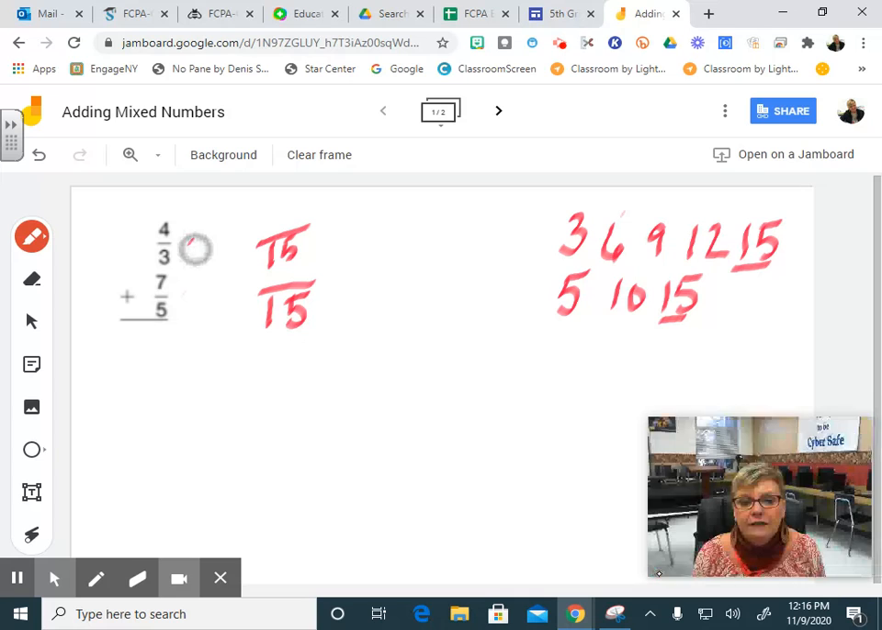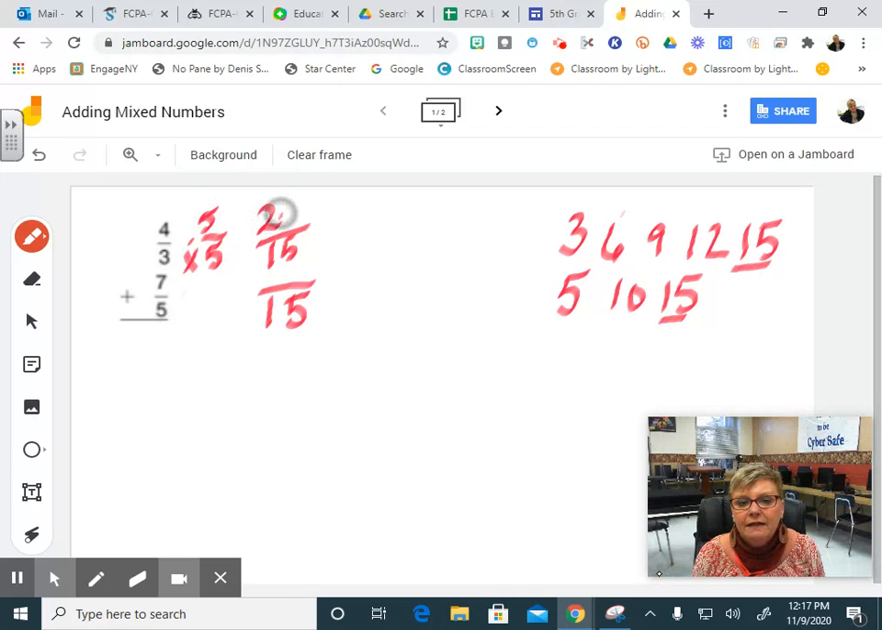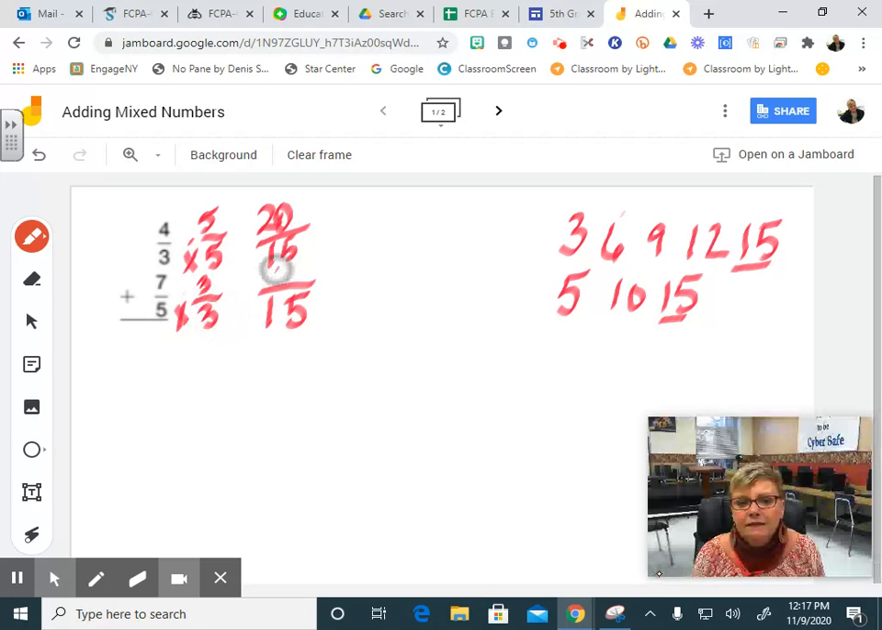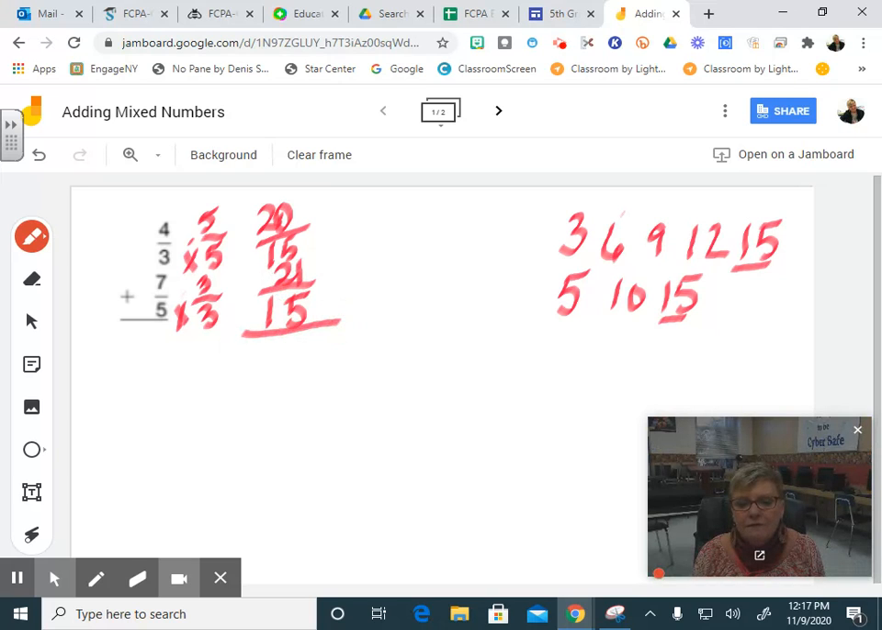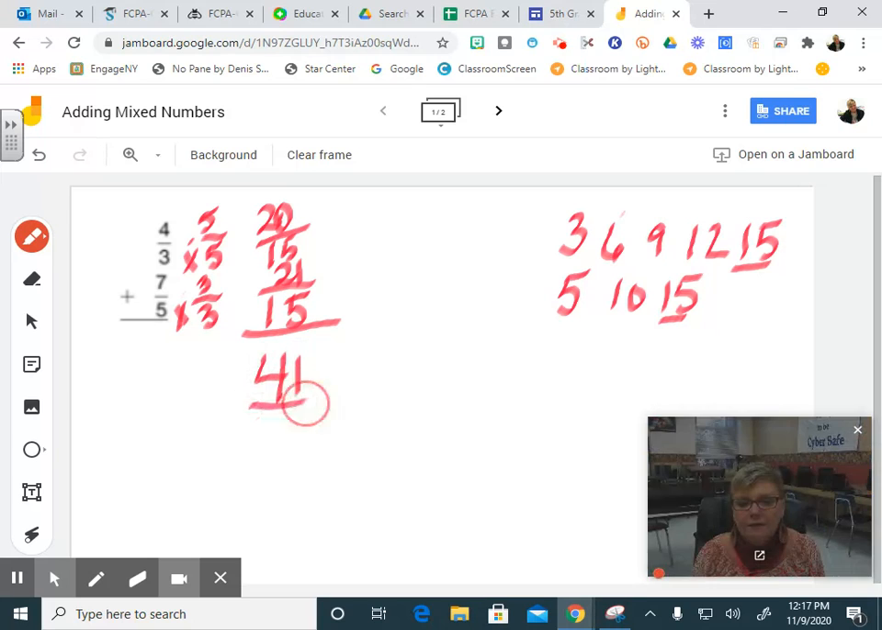Three will turn into 15 by multiplying by 5. So we do the same thing at the top. Numerator, 4 times 5 is 20. 5 will turn into 15 by multiplying by 3. We do the same thing at the top. 3 times 7 is 21. Now when we add 20 fifteenths plus 21 fifteenths would be 41 fifteenths.